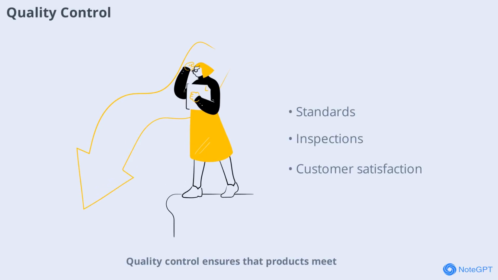Quality control ensures that products meet certain standards and satisfy customer expectations. It involves regular testing, inspections, and improvements throughout the production process. High-quality products build trust and loyalty, which are essential for long-term success. Next, we'll see how branding adds value to production.